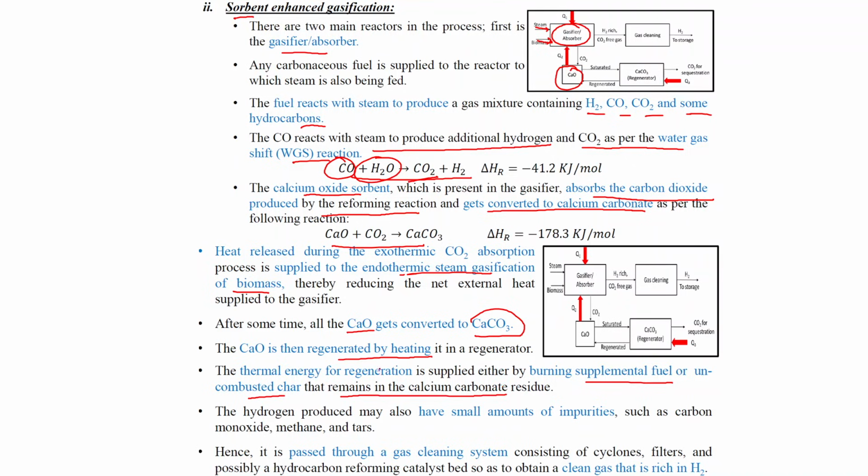So the regeneration is done by heating. Either we can supply external heat for regeneration, or we can provide heat by burning the uncombusted char which is present in the calcium carbonate residue. Okay, so the hydrogen produced may also have small impurities such as carbon monoxide, methane and tar, and it is thus further passed through the gas cleaning station consisting of cyclones, filters, and PSAs to produce a clean hydrogen gas, which is further sent for storage.